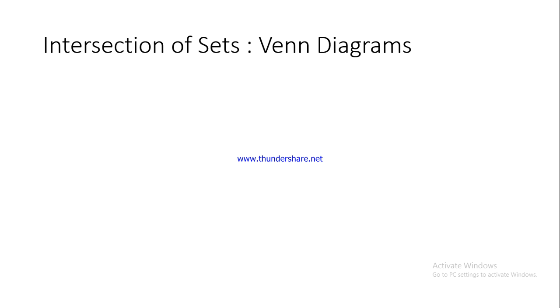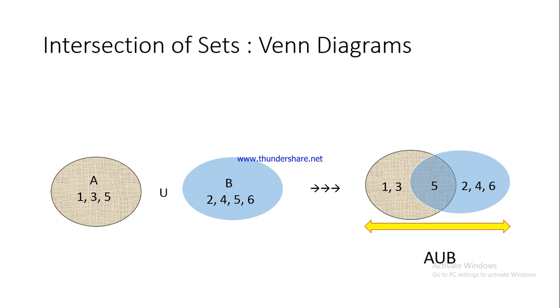Now again, let us have a look at the representation through the Venn diagrams. A intersection B has to be found out. Now, there are two sets A and B. The first set has three elements 1, 3, 5. The other one has four elements 2, 4, 5 and 6. And now, when they come together to form A union B, there is a particular portion of set A which is overlapping set B. So there's a particular portion which is common to both set A and B, and that particular portion contains 5.